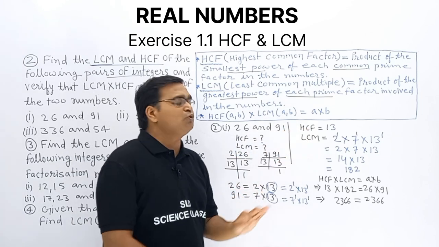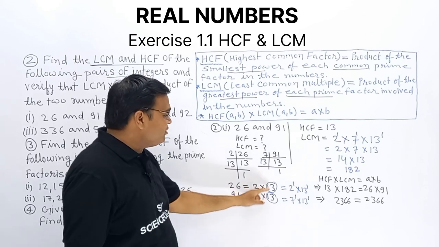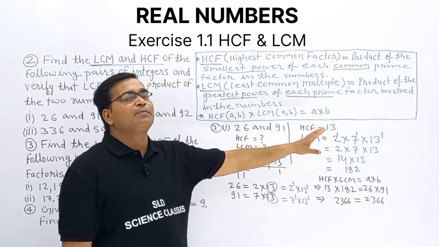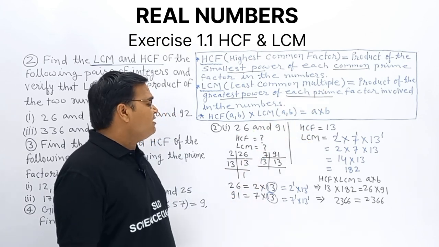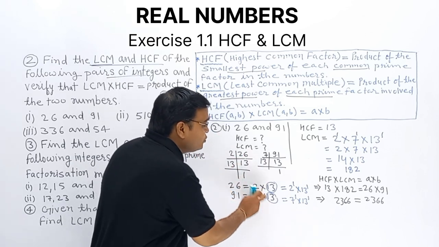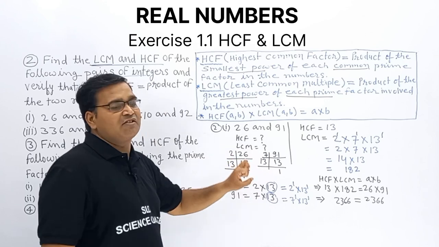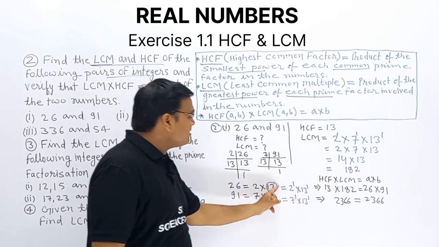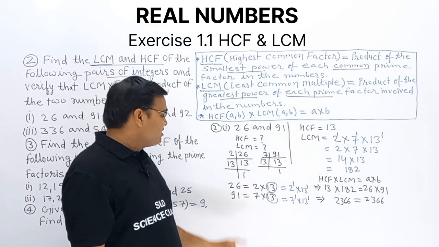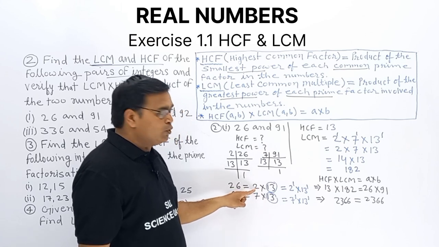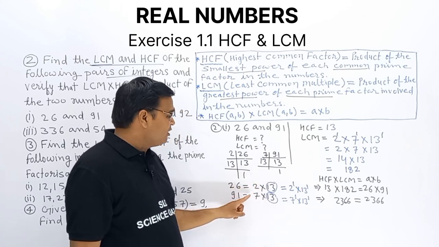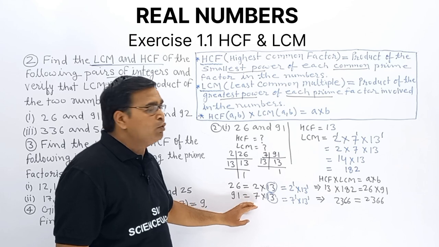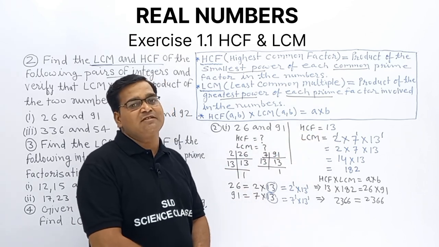Then the HCF will be what is common in both. Whichever number appears in the factors of both, take it one time, and multiply the common factors. That is the answer. But in the LCM, whatever prime factors are involved in these numbers, we will take one time, and whichever has the maximum power in the factors will be considered. If 2 appears one time here but 2 times there, then we will consider 2 power 2. This is considering the maximum power.